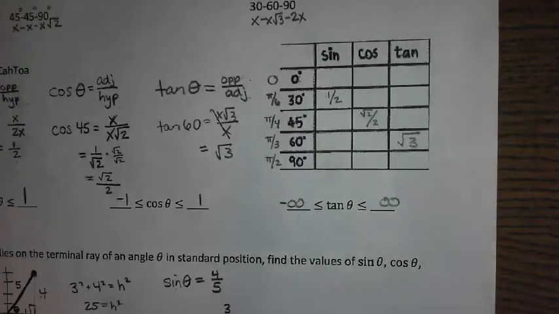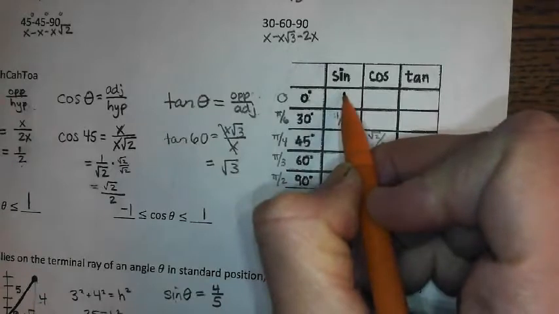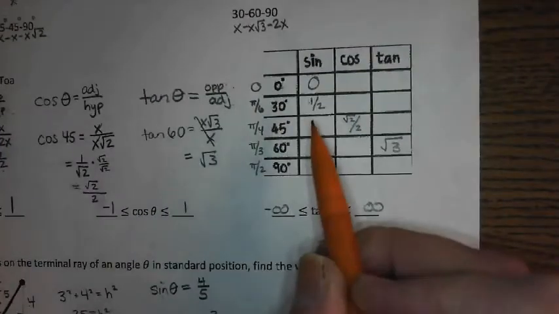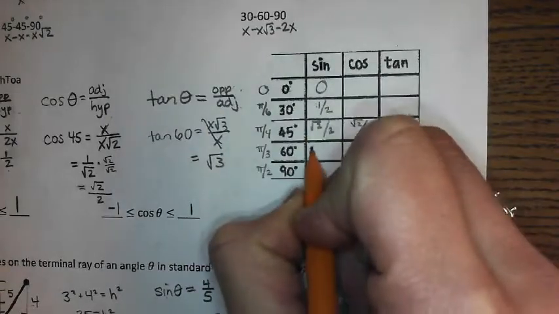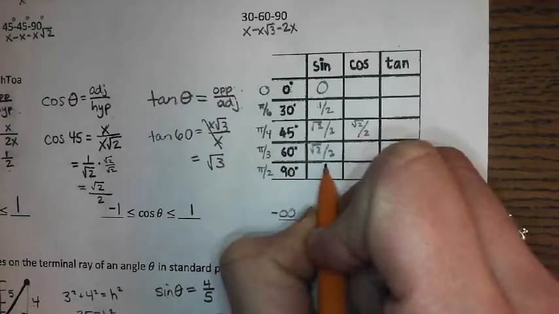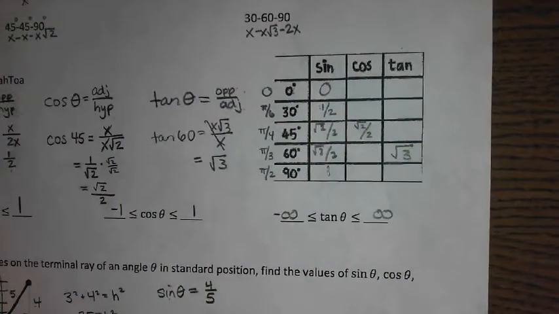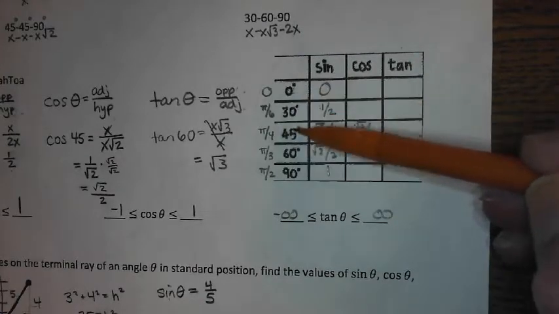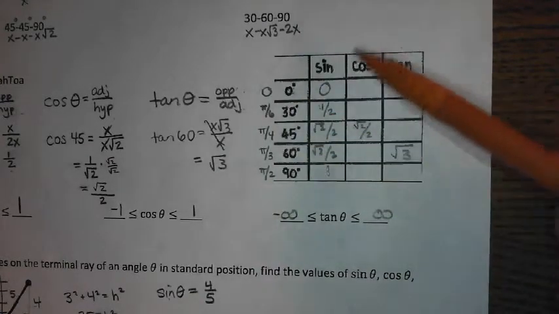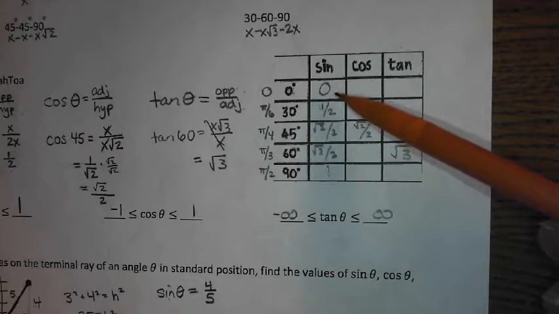Let me first fill it in. This is 0. This is 1/2. This is root 2 over 2. This is root 3 over 2. And this is 1. So let me tell you how those sine numbers work as you're working from the smaller angles up. This is technically, pay attention to this, it'll help you memorize it.